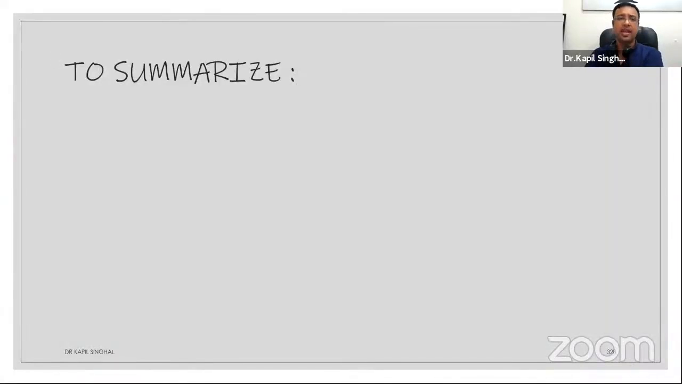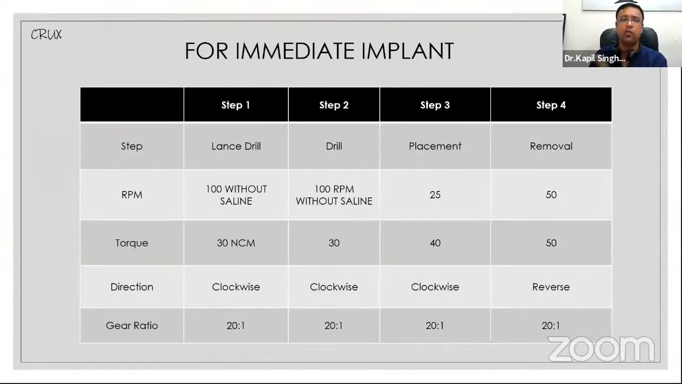Okay, so to summarize my presentation today, I would tell you some important things for immediate implants. My drilling protocol is 100 RPM without saline in a clockwise direction for the lance drill and the sequential drills. For placement, I start at a very low torque of 25 Ncm, and I increase my torque slowly to 30, 35 and 40, whatever is required.